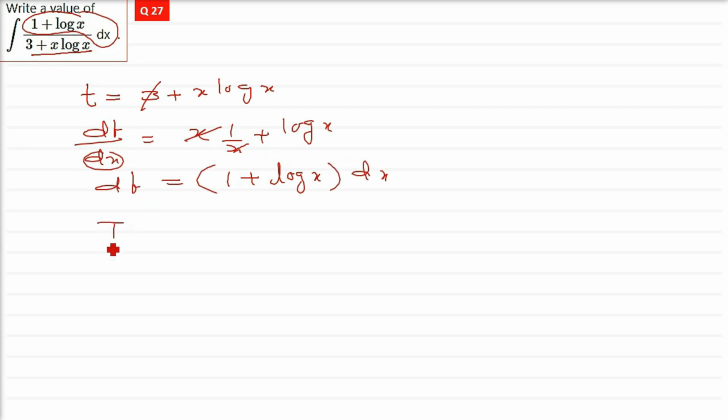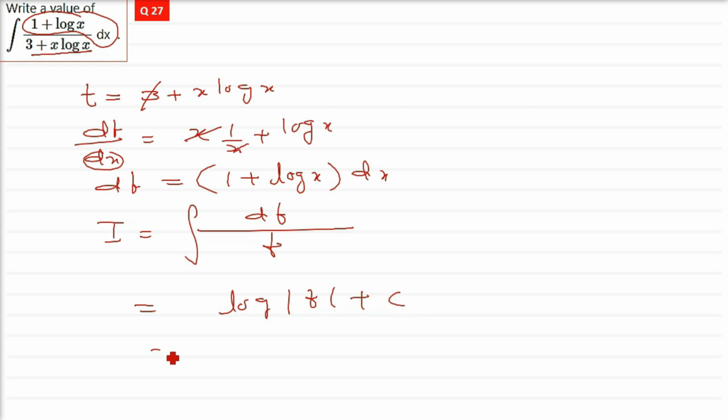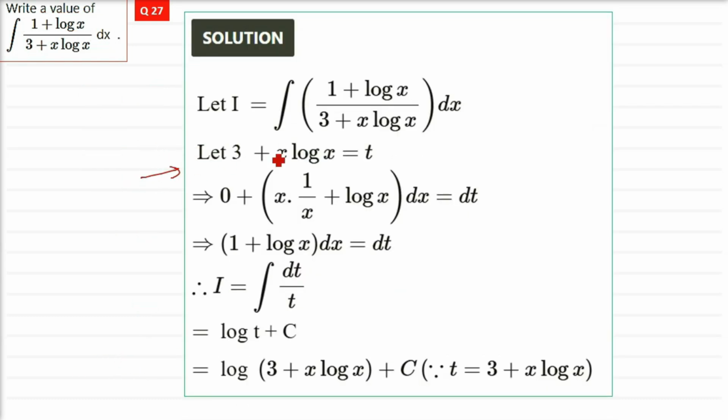So this dt will be equal to 1 plus log x dx. That can be written in the numerator, just dt will come. Denominator 3 plus x log x, we have taken it as t. This will be log modulus of t plus constant of integration. Now t was taken earlier as 3 plus x log x, plus constant of integration. This is your integral. So this is how you can solve it. This is the reference for you for later.